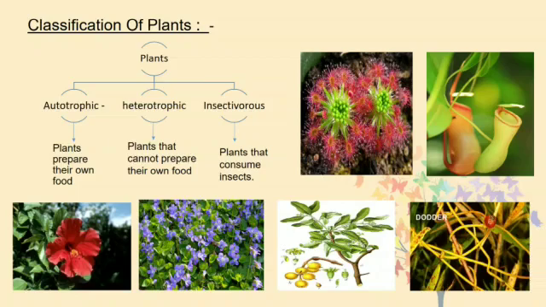So let's know about classification of plants. There are three types of plants: autotrophic, heterotrophic and insectivorous plants. Plants that make their own food in sunlight are known as autotrophic, for example, hibiscus, periwinkle, etc. Some plants that cannot prepare their own food, like fungus, Dodder, are heterotrophic, while some plants that consume insects are known as insectivorous plants, like pitcher plant.